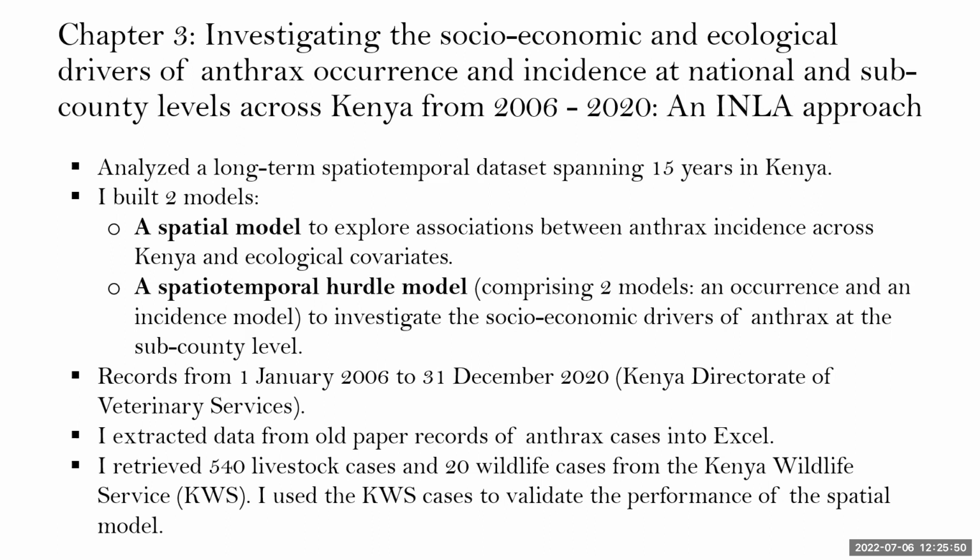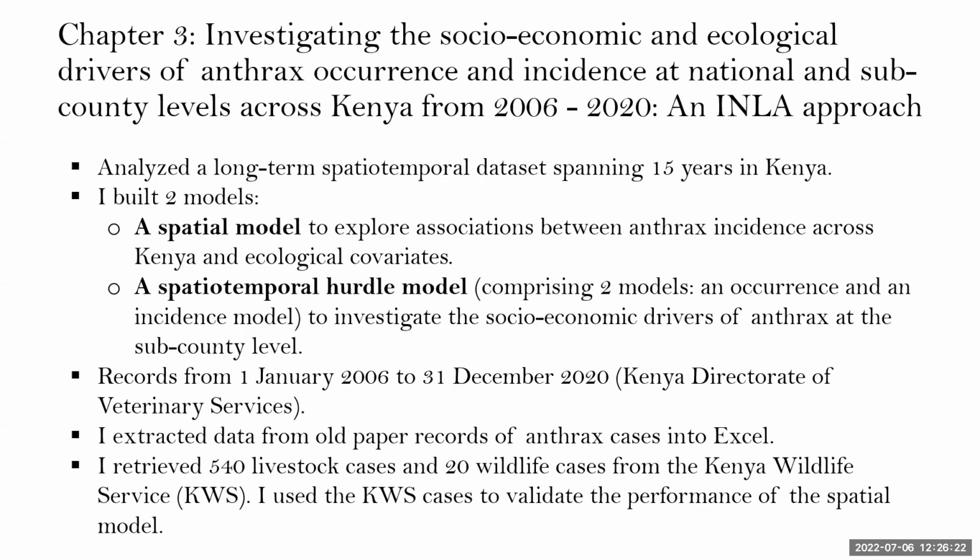incidence at sub-county level. So I analyzed records occurring from 1st January 2006 to 31st December 2020 across Kenya, collected from the Directorate of Veterinary Services in Nairobi and the 5 regional investigation laboratories located in Nakuru, Eldoret, Karatina, Kericho, and Mariakani. I extracted data from old paper records of anthrax cases into Microsoft Excel. So some of these records were really old and hard to retrieve, but we got them.